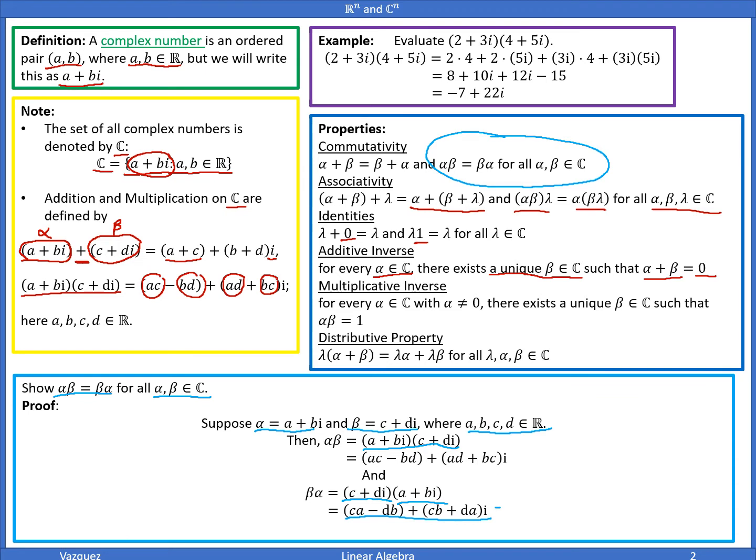Now this product and this one don't quite exactly look the same. But because real numbers are commutative, we can switch terms around. And again, real numbers are commutative with both addition and multiplication. So that's why we can switch those around and make it so that they do look the same. What does that tell us? That tells us that therefore alpha times beta is equal to beta times alpha.